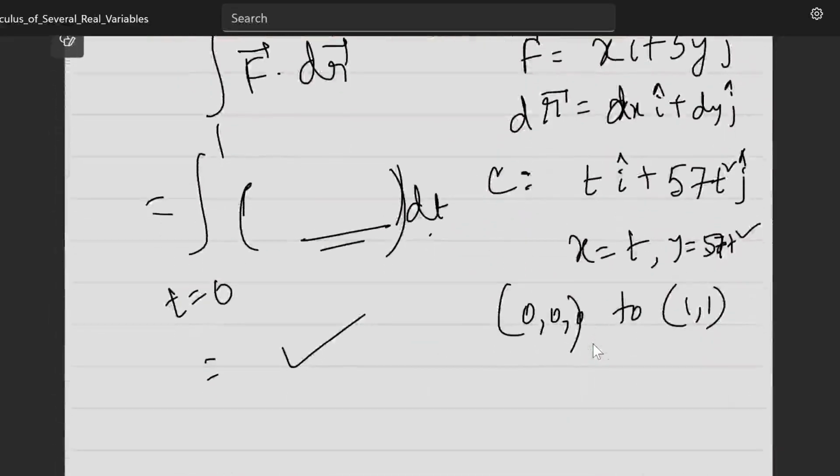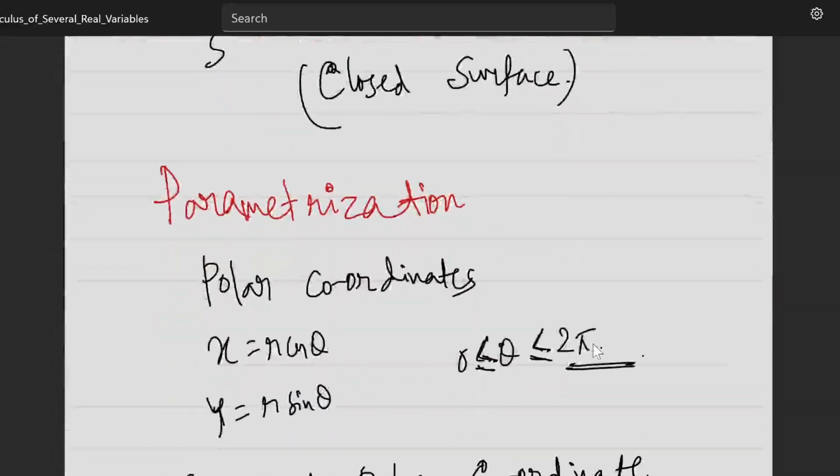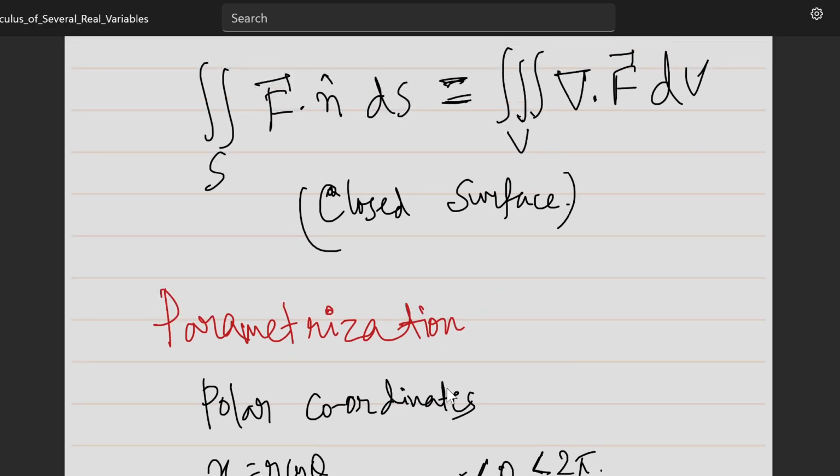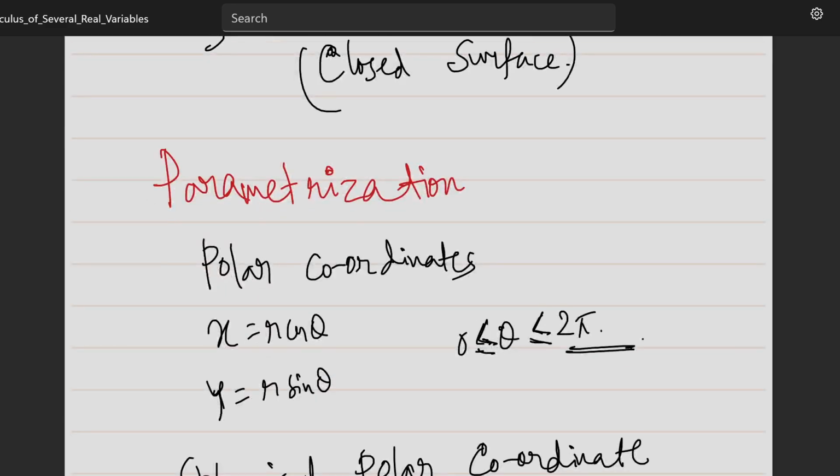Similarly, suppose your question is giving that on a sphere, you have to find the integral over a sphere. So you always parameterize using spherical polar coordinates. Suppose you have to find an integral over a cylinder, then you use cylindrical polar coordinates. I told both of these coordinates in my class, in my tutorial, and I hope Sad also told this. So like that you have to solve.